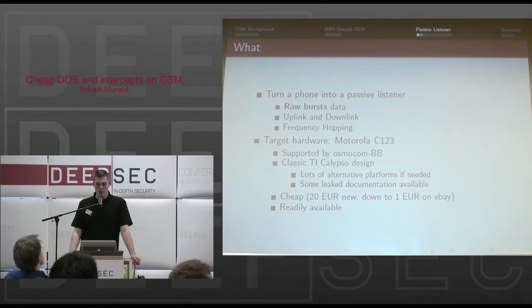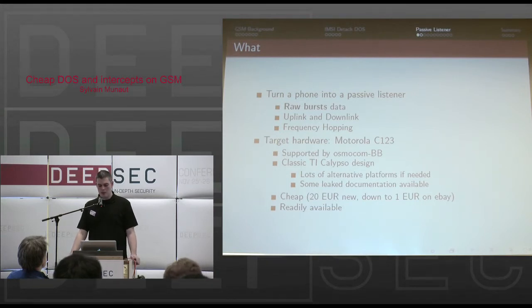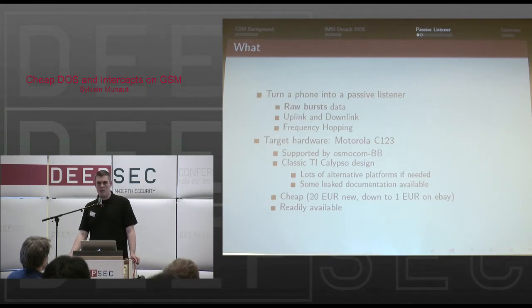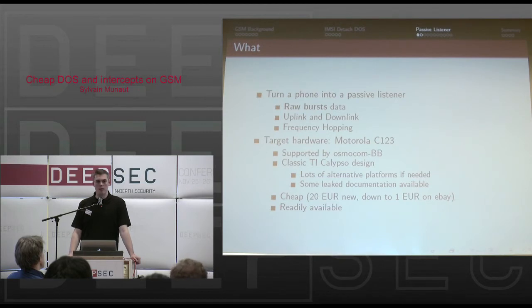And frequency hopping support, of course, because this is really used on real networks, so you definitely want support for it. The target hardware is basically what Osmocom-BB supports. Here I'm using a Motorola C123, but there are a lot of other models. They were chosen because it's a classic TI Calypso design. That means first there was leaked documentation, so we're not completely blind, and there are a lot of phones available for it, and they're all very cheap, like €20 new, and you can find them for like €1 if you can wait.